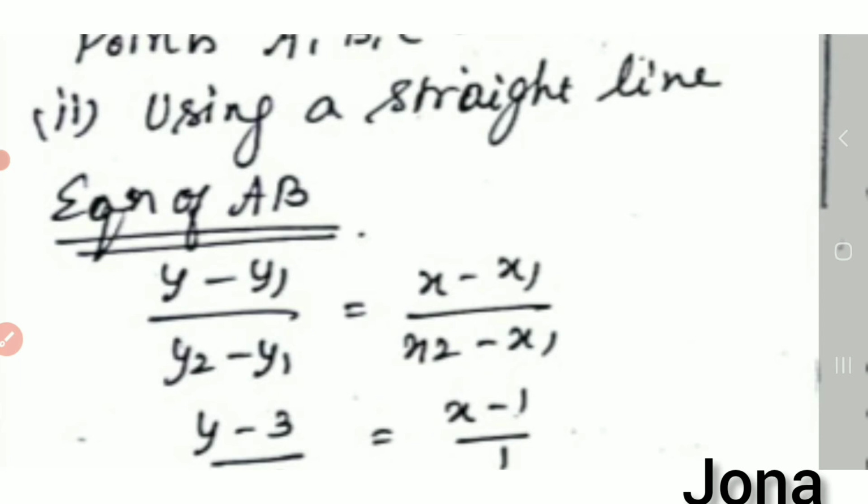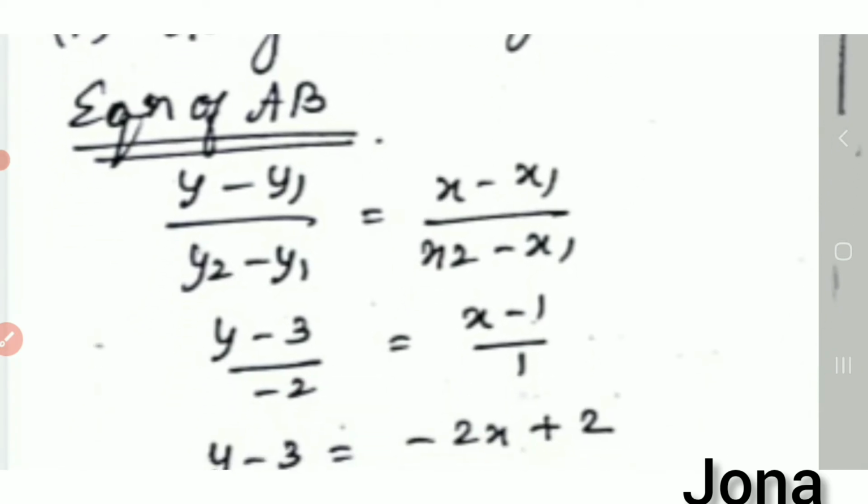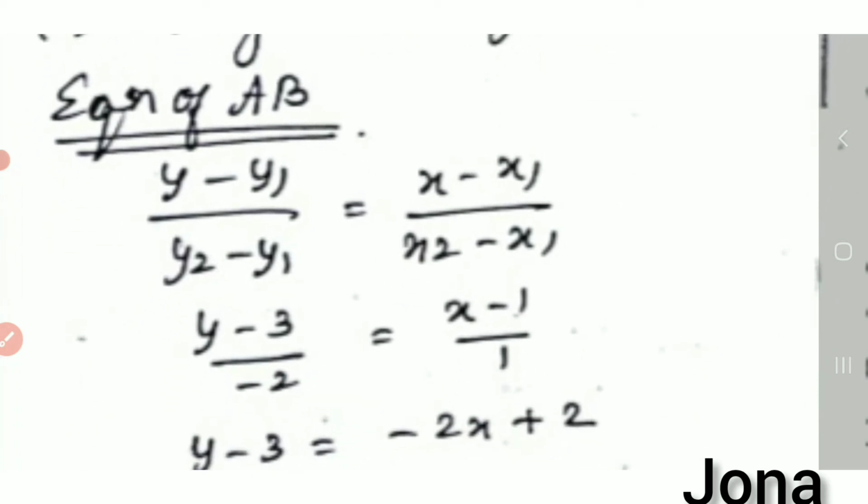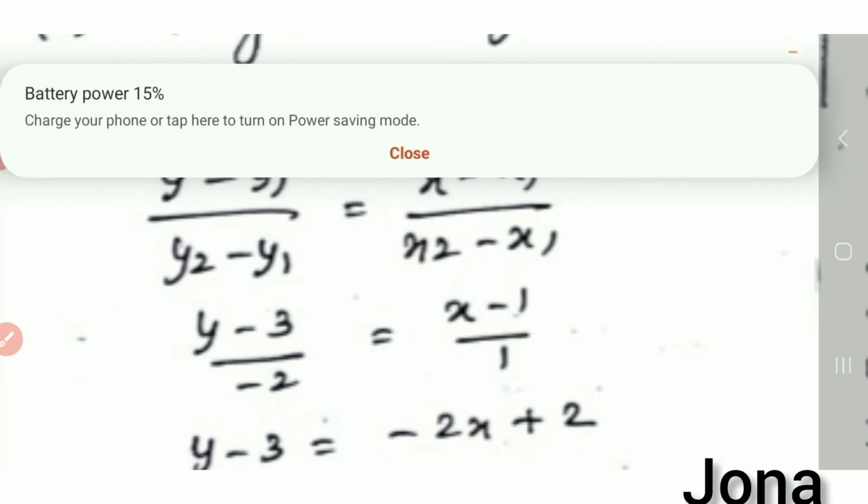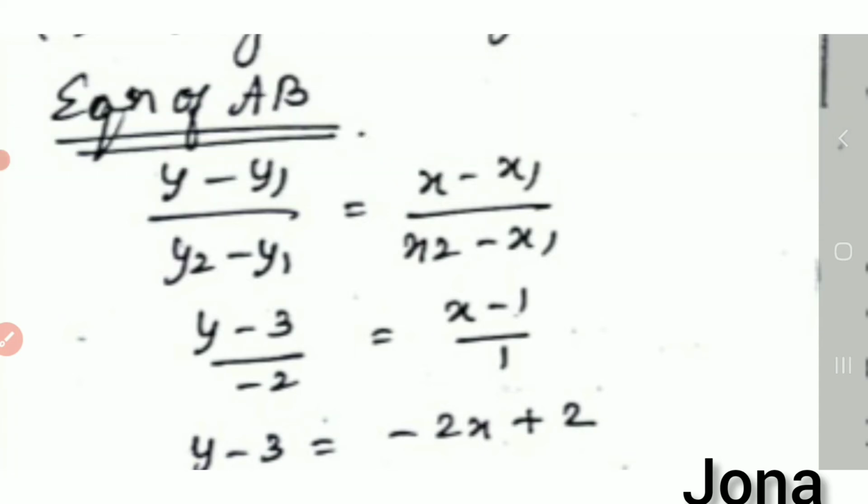And then for the same points, using the straight line, we want to find that the points are collinear. So here, the equation of AB: we take the first two points A and B and use the two-point formula, y minus y1 by y2 minus y1 equal to x minus x1 by x2 minus x1. Substitute the values: y minus 3 by minus 2 equal to x minus 1 by 1.